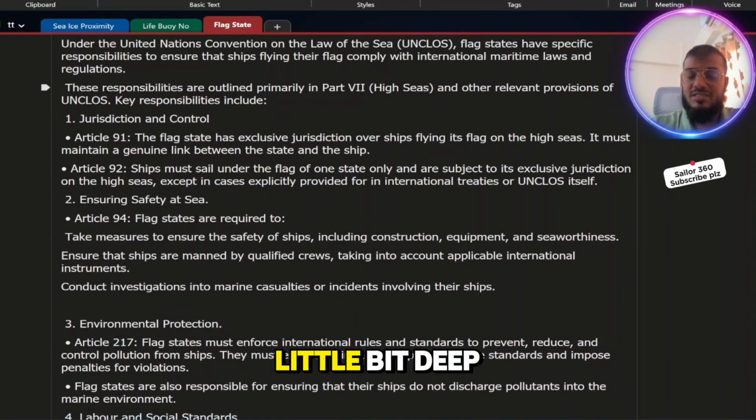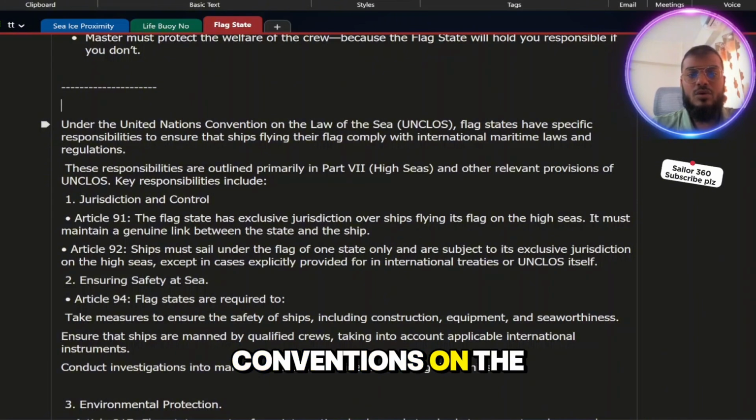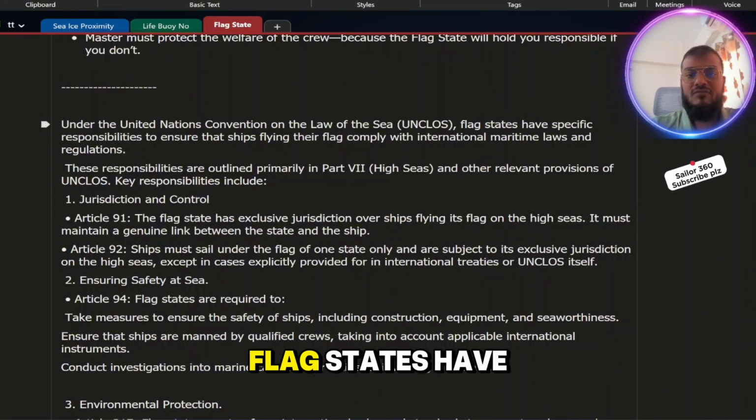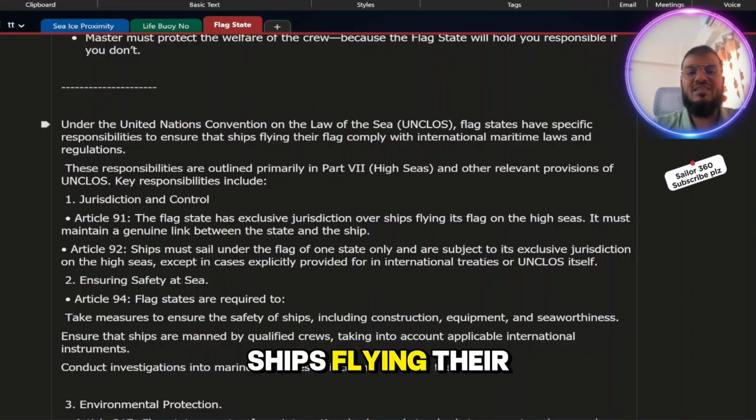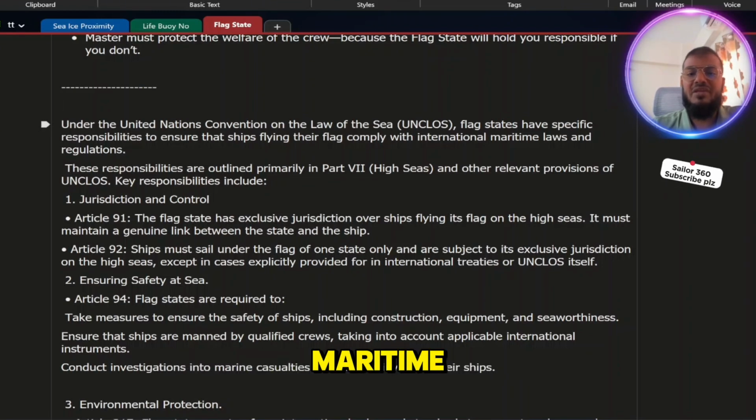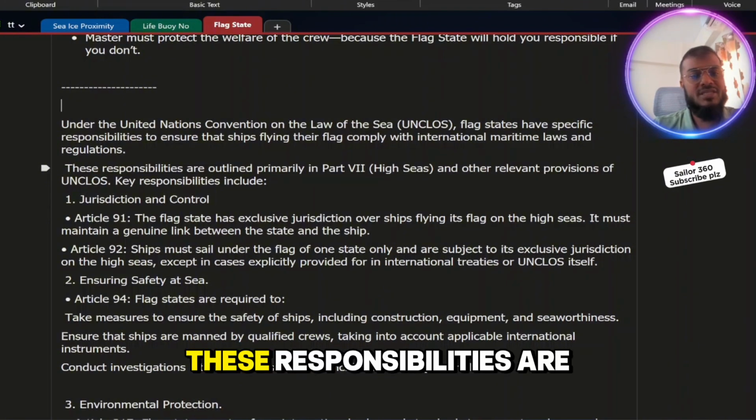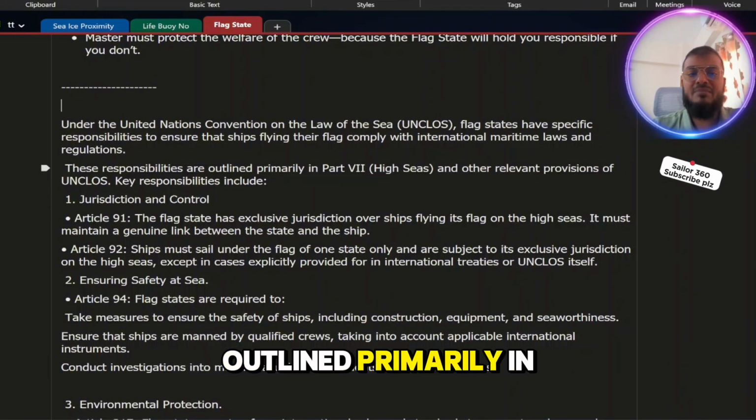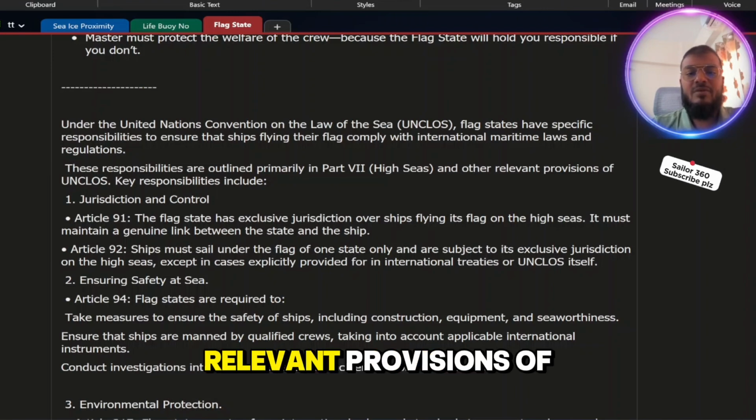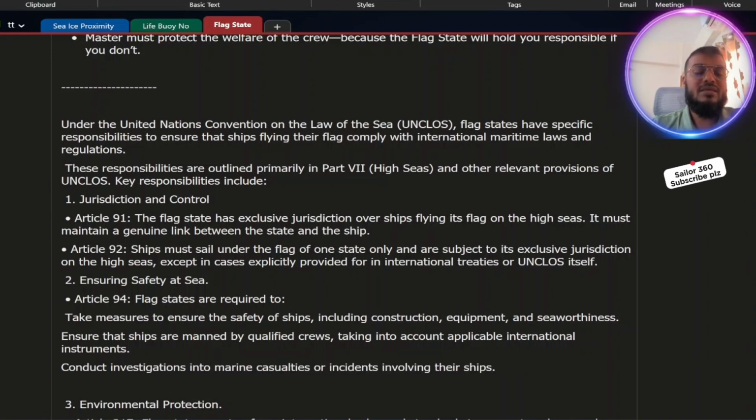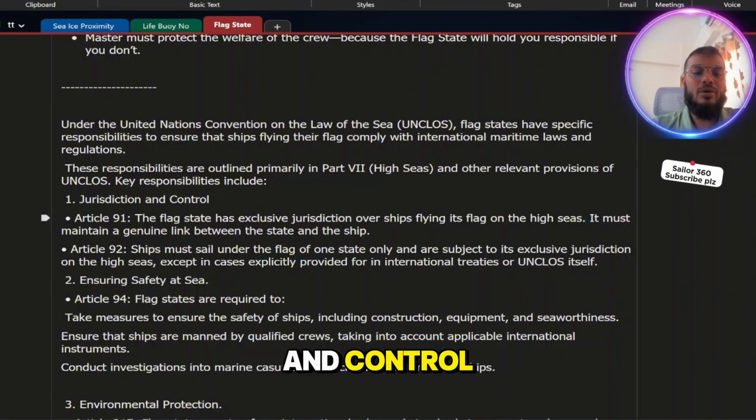Let's read a little bit deeper. Under the United Nations Convention on the Law of the Sea, UNCLOS, flag states have specific responsibilities to ensure that ships flying their flag comply with international maritime laws and regulations. These responsibilities are outlined primarily in Part 7, that is High Seas, and other relevant provisions of UNCLOS. Key responsibilities include: number 1, jurisdiction and control.